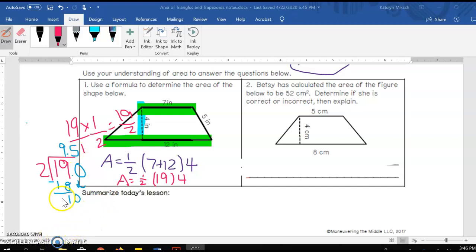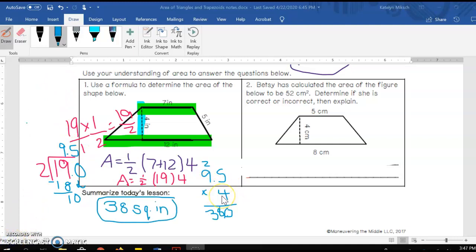And now my last step would be to multiply 9.5 times 4. Okay, and I multiplied 9.5 times 4, and I got 38. Now remember, because there's a decimal point there, I have to put it in my answer. So it would be 38.0, which is the same as 38. And it would be 38 square inches, or I could put the little 2 for 38 inches squared. Now let's look at our last problem.